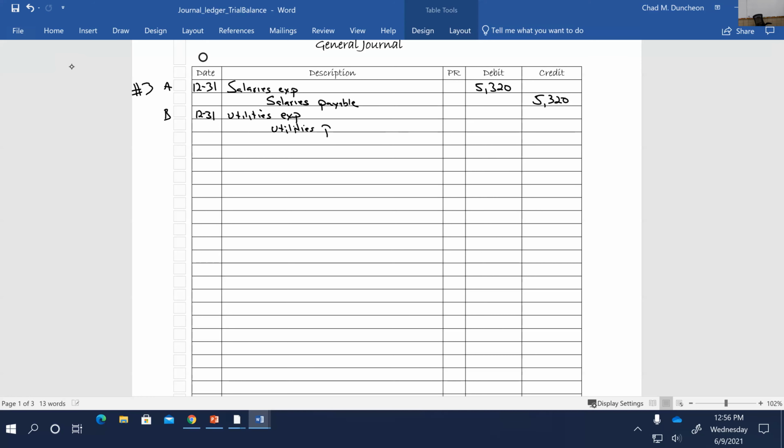So we're going to pay it later. Then that creates a current liability. We will call it utilities payable. And the amount here, 1,970.